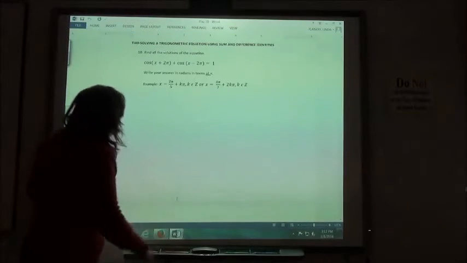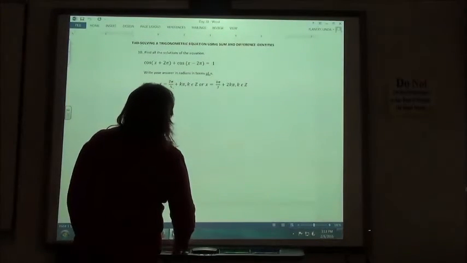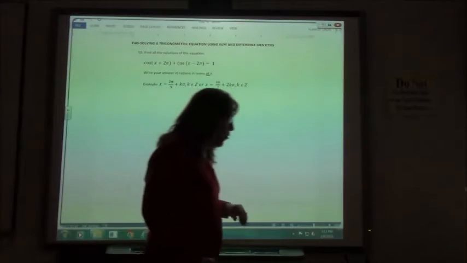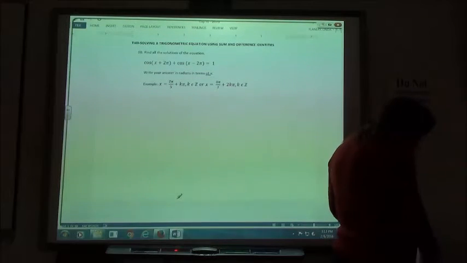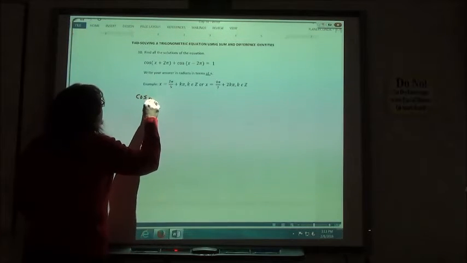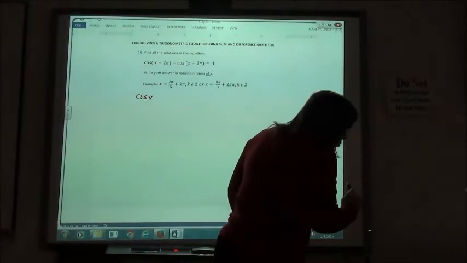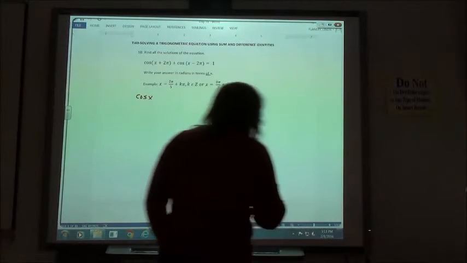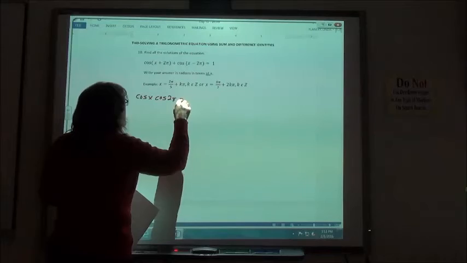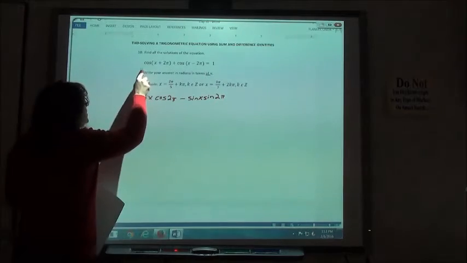So, first of all, we have cosine of x plus 2 pi plus cosine of x minus 2 pi equals 1. So for cosine of a plus b, we're going to take the cosine of a, cosine of b, minus sine of a, sine of b. So cosine of x, cosine of 2 pi, minus sine of x sine of 2 pi. So that's just for this part right here.